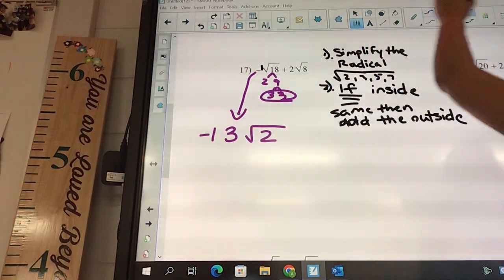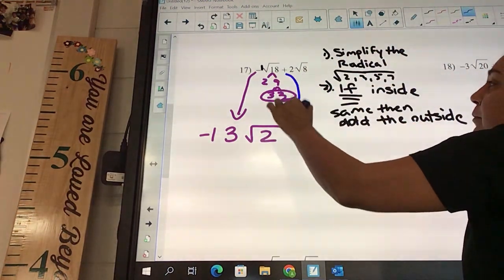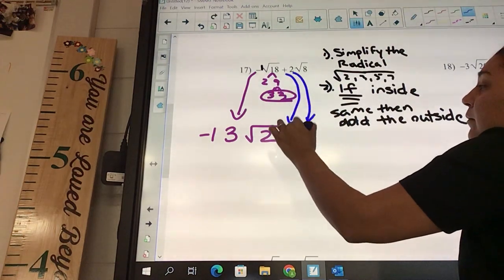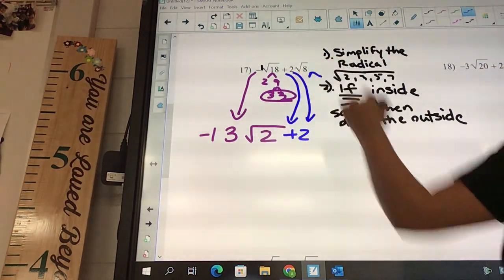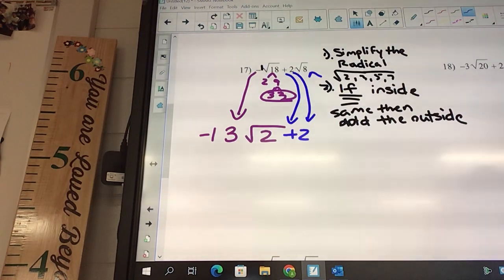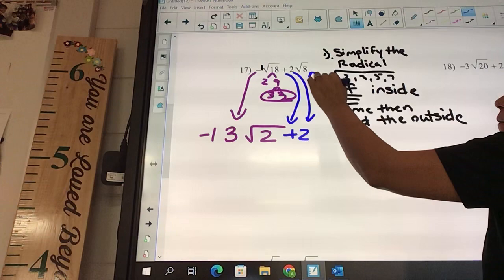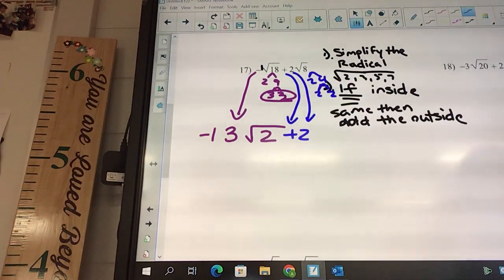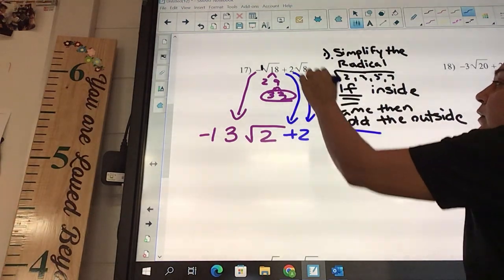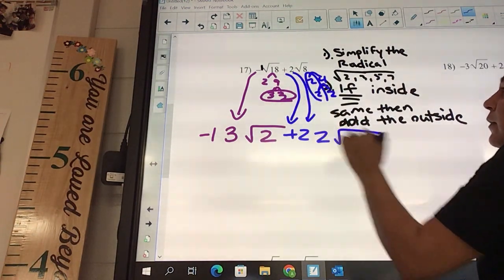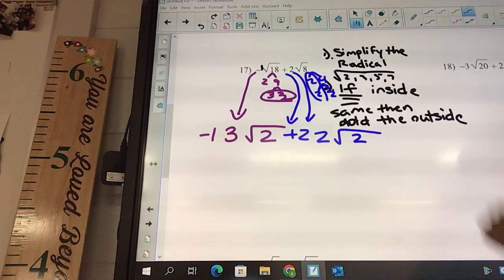Okay, moving to this second radical, we can drop this plus and this 2 down. What are some factors of 8? 2 and 4. 2 and 2. So who can go? 2. A set of 2s. Who can't go? A set of 2. Good.